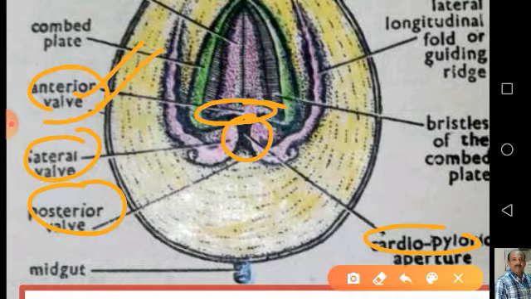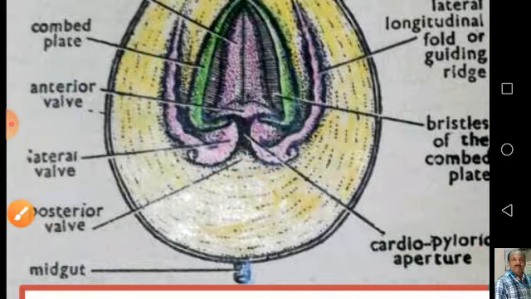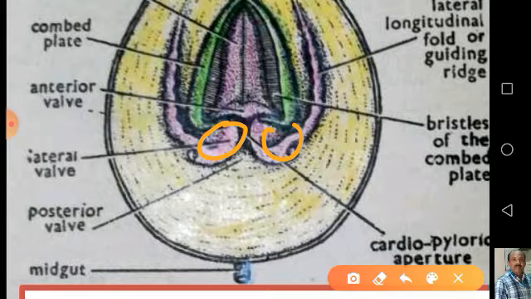Posteriorly, a posterior valve is also present, which is just a semilunar fold of the posterior wall of the cardiac stomach. It functions as a posterior valve. Whereas on the sides, flap-like lateral valves are also situated. Due to these valves and folds, the opening, the cardiopyloric aperture, appears as an X-shaped structure.